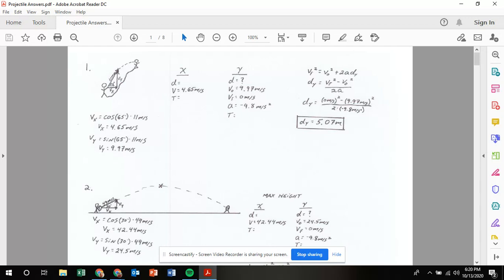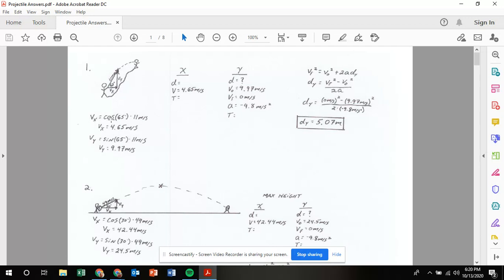Well, first things first, we're going to solve for the velocity in the x direction and the velocity in the y direction. So that's the two legs of this triangle. The x part of this triangle is the adjacent side, so I'm going to use cosine for that. And y is the opposite side, so we'll use sine. Right down here is where we solve for the velocity in the x and the initial velocity in the y.